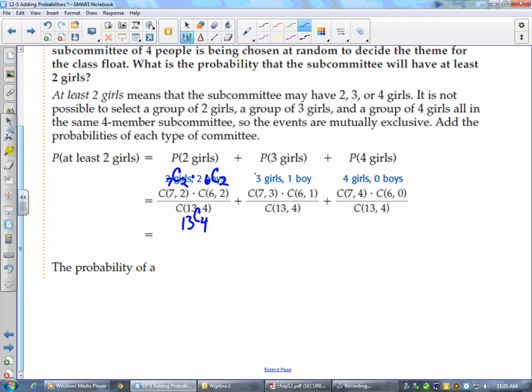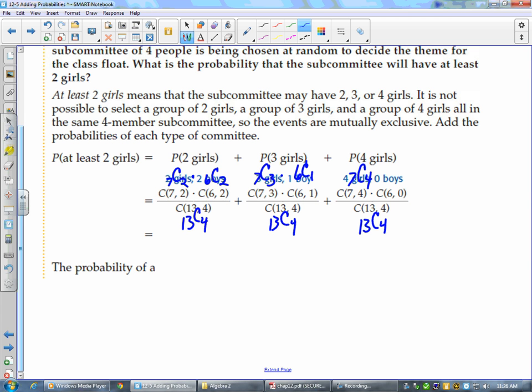Likewise, for 3 girls, there's 7 girls to choose from, and I'm going to choose 3 of them, and I'm going to have 6 boys to pick from, and I want to see how many combinations there are of picking 1. Put that all over the same 13 choose 4. And if I'm picking all 4 girls, then there's 7 girls to choose from. I'm going to find how many different combinations of 4 girls there are. And if I'm picking no boys, well then 6 choose 0 is just 1. So it's 7 choose 4 out of 13 people to choose from, picking 4 people.